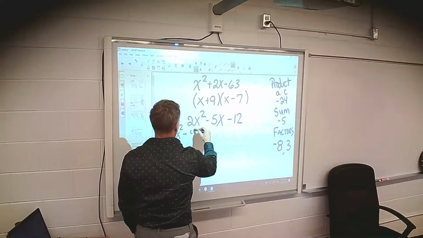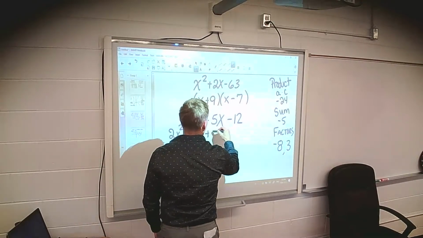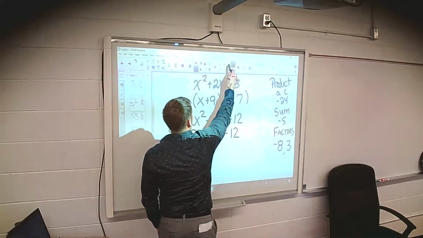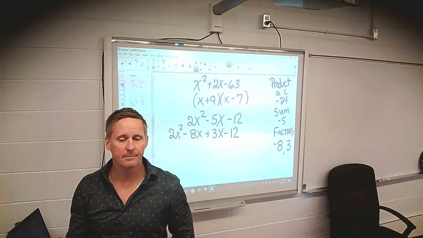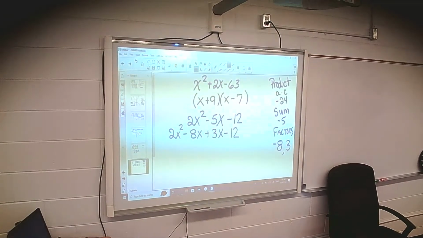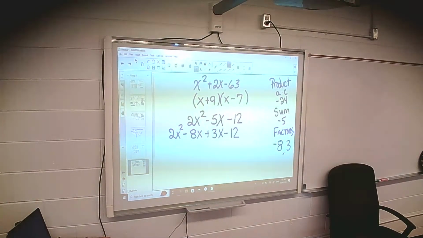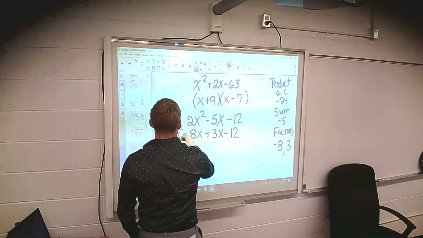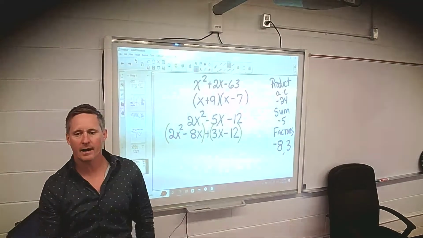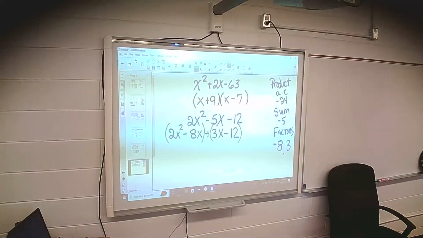2x squared minus 8x plus 3x minus 12. So again, I replace the middle term with the two factors. Anybody remember what to do next? Brackets. All right, good. So brackets around the first two terms and brackets around the second two terms. Now it's greatest common factor time.